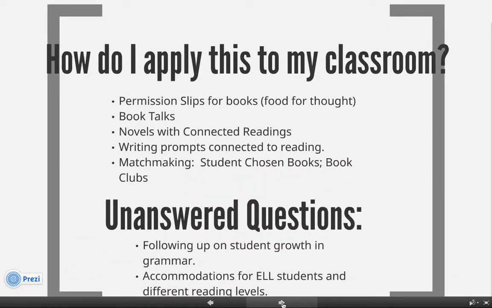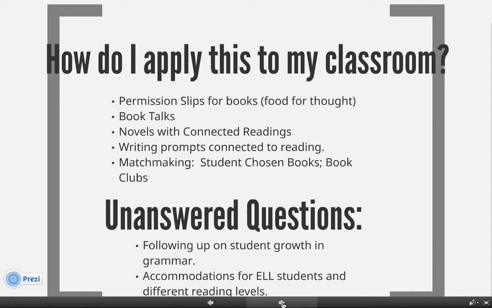How do I apply this in my classroom? I've mentioned a few things. Food for thought for myself is that idea of permission slips for books. One of the novels that students had the option of reading in my classroom this year was Elie Wiesel's Night, which had some very vivid pictures of the Holocaust and the retelling of a Holocaust survivor's accounts. Something that I prefaced with the kids, the nature of it, but in retrospect, I think that it would have been good to have parents be involved in that as well.